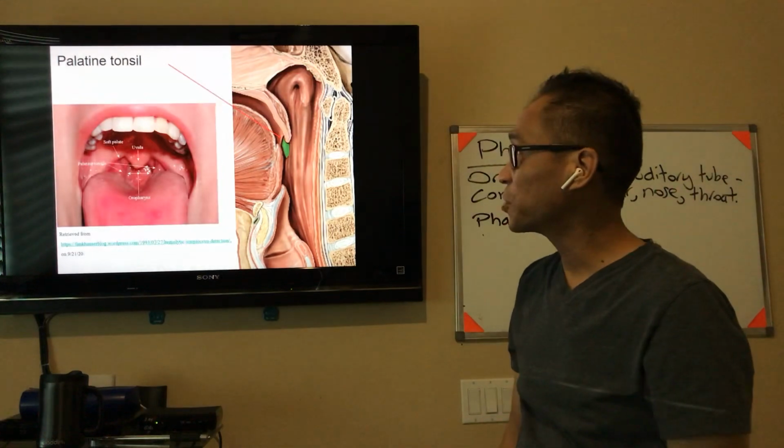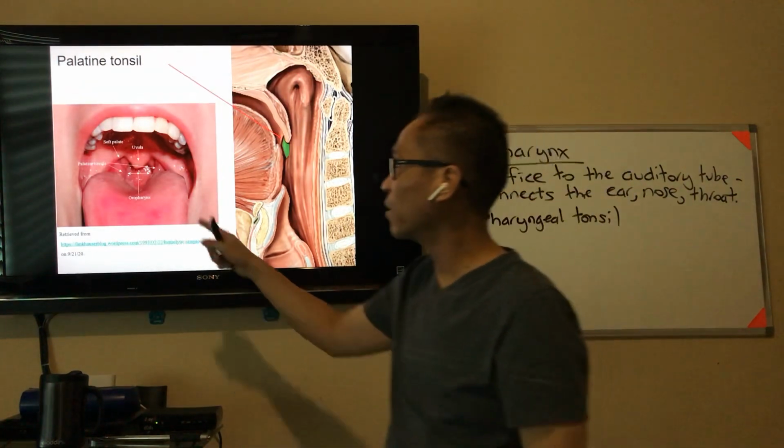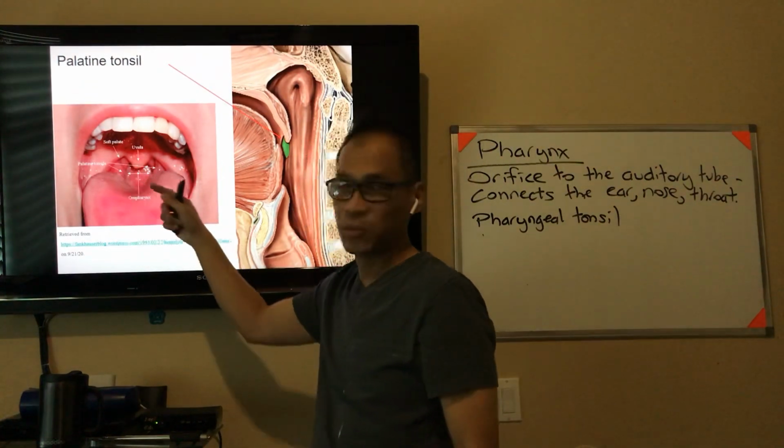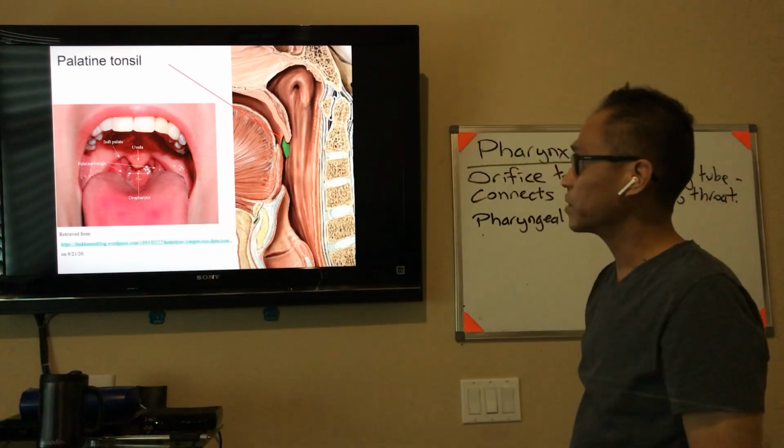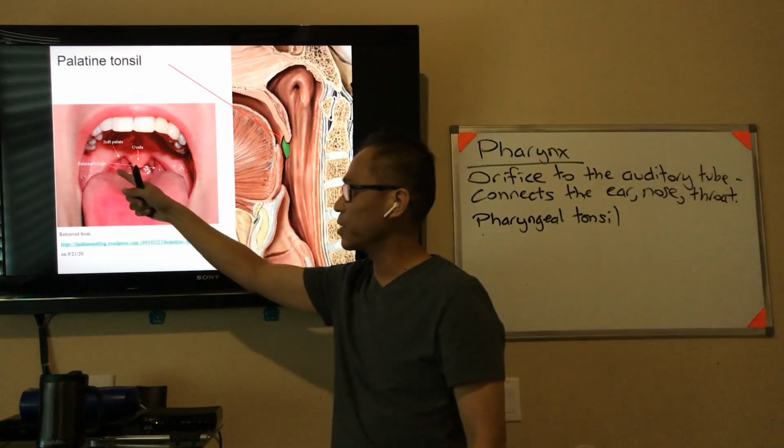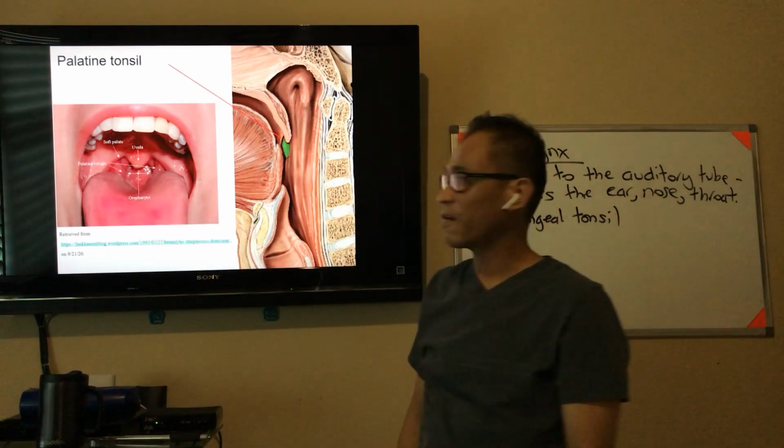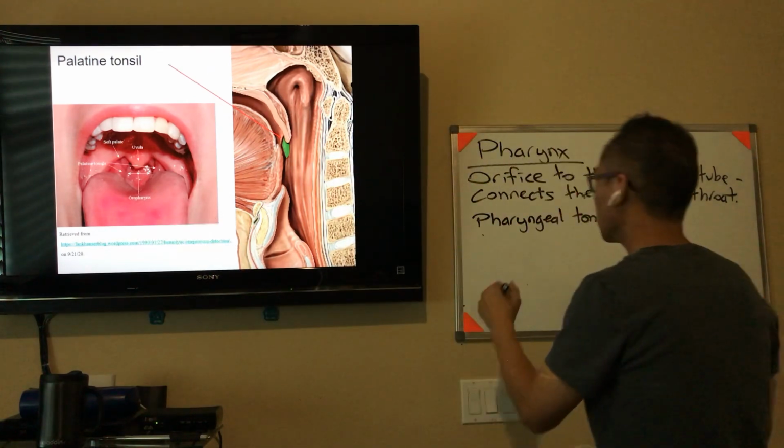And in this picture here, you can see the adenoids or the palatine tonsils, as we call them in anatomy. If those get infected, they get really big, and you can see them if you have a tongue depressor. All right, well, anyways.